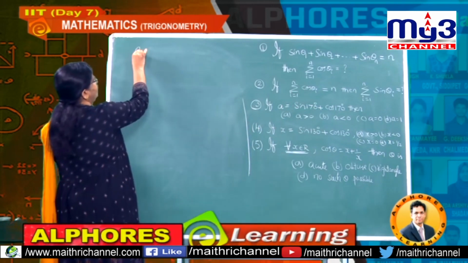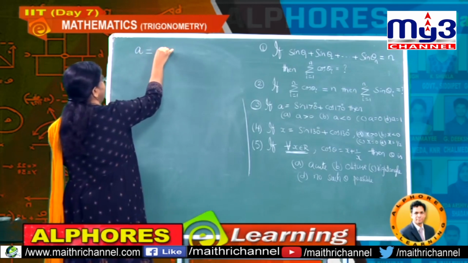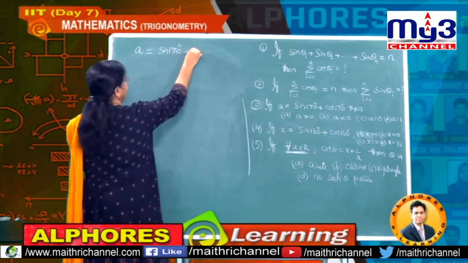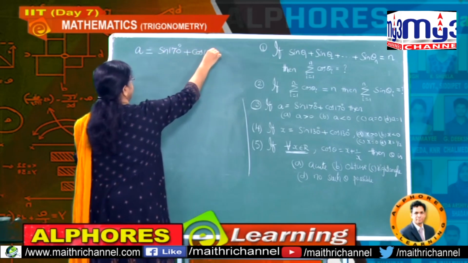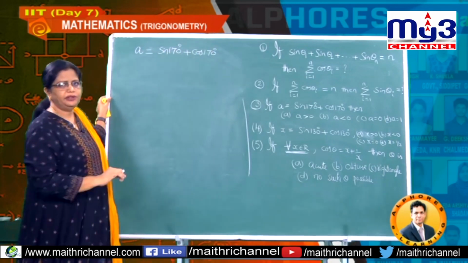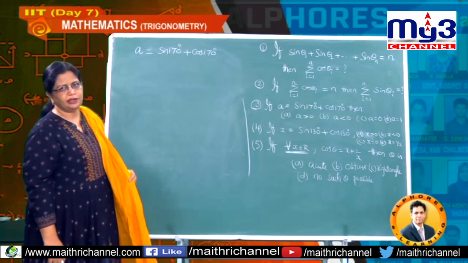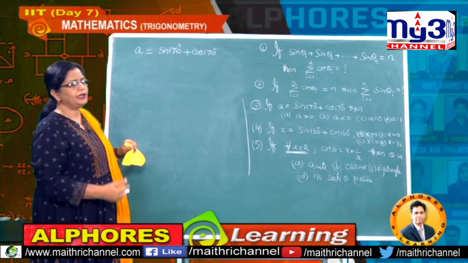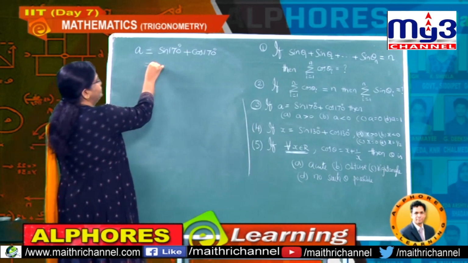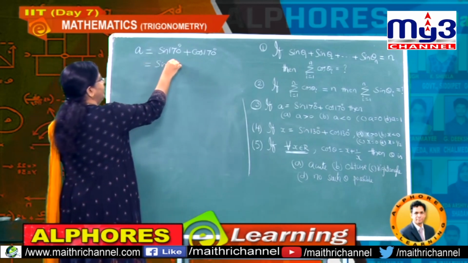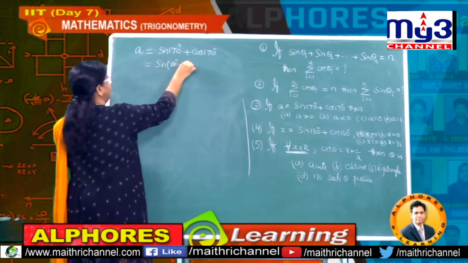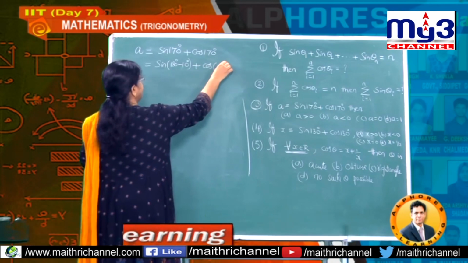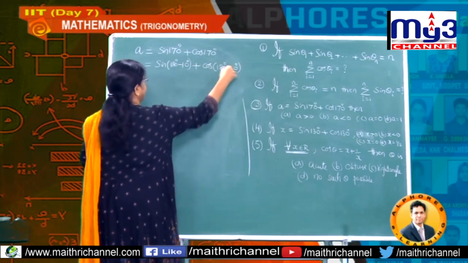So how to write the smallest acute angle? First I start the problem as A equal to sine 170 degrees plus cos 170 degrees, as given. After you write A equal to this value, now I am going to reduce it to the smallest acute angle. For that purpose I am using 180 minus how much here? 10. Understand? Plus cos 180 minus 10. Just one step.